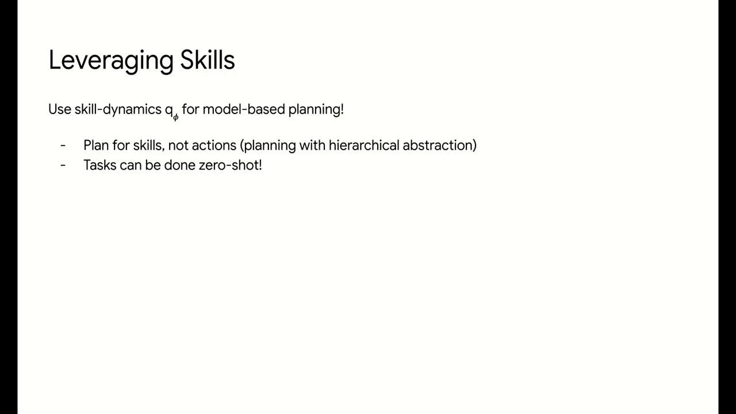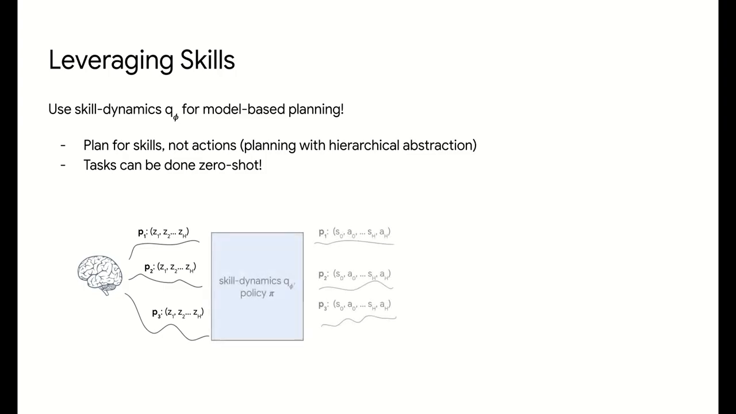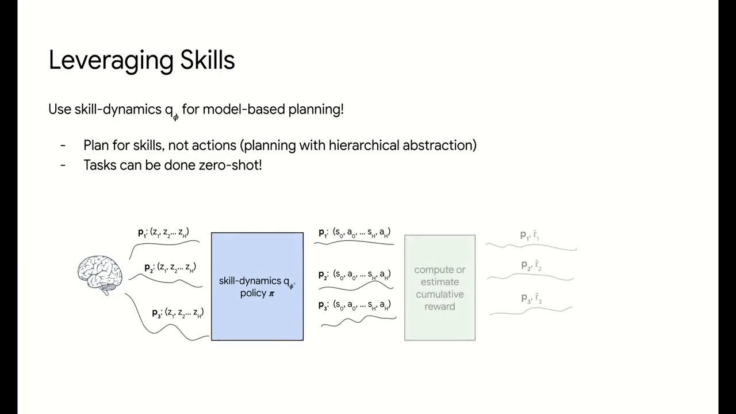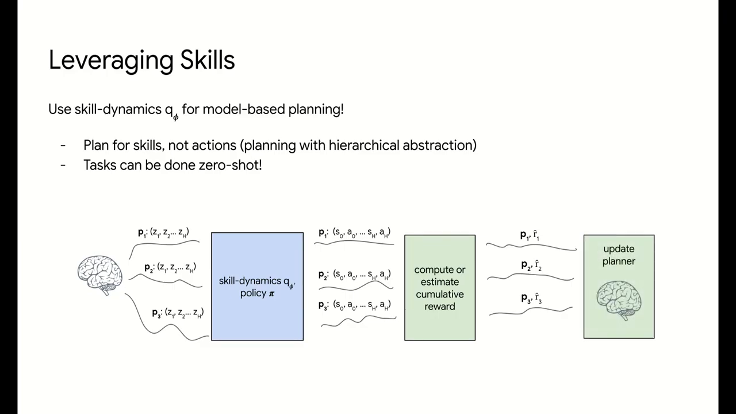We provide a high level overview of the planning algorithm. First, we generate a sequence of skills, which we plan to execute in the environment. We simulate the trajectory for each of these sequences in the environment using the learned skill dynamics and policy. Then we compute or estimate the rewards for our simulated trajectories, and we use all this information to update our planner, which will give a better plan for skills in the next iteration. We do these iterations for a fixed number of iterations or till convergence.